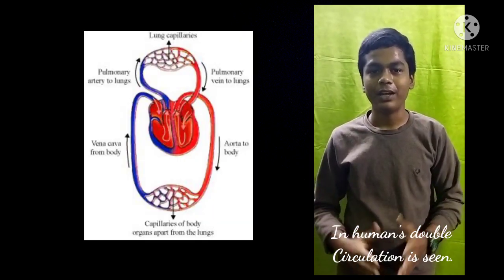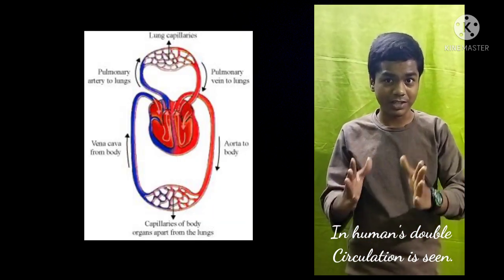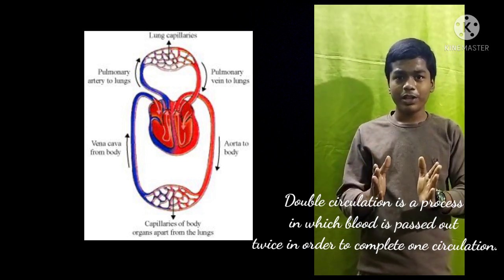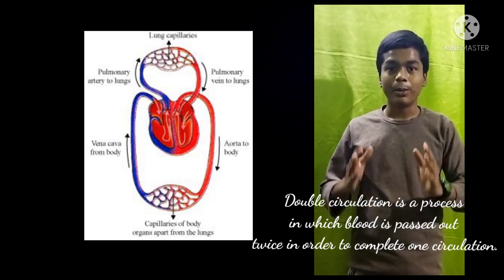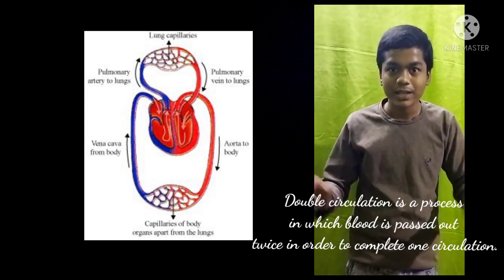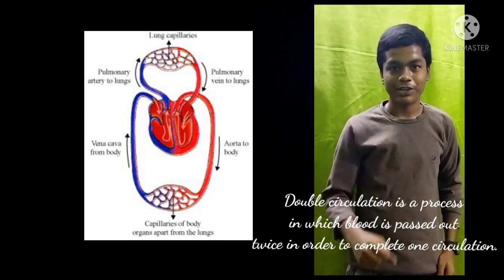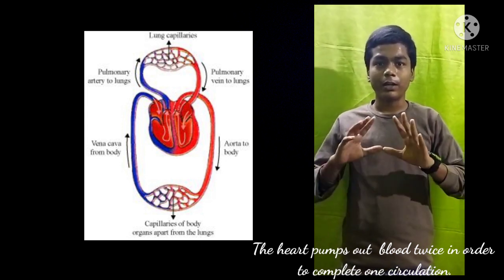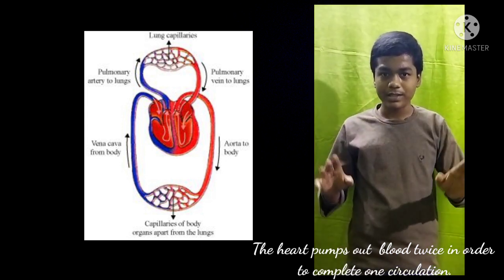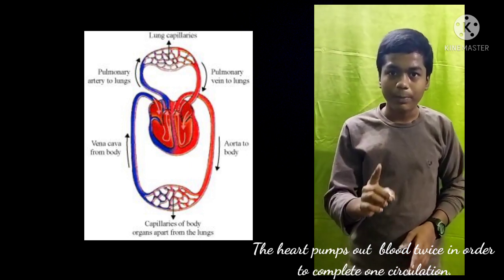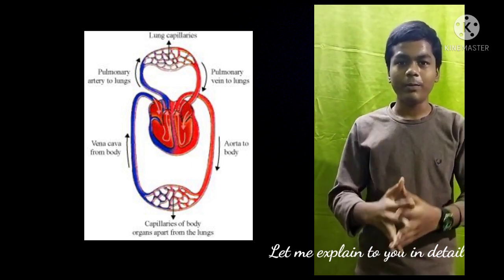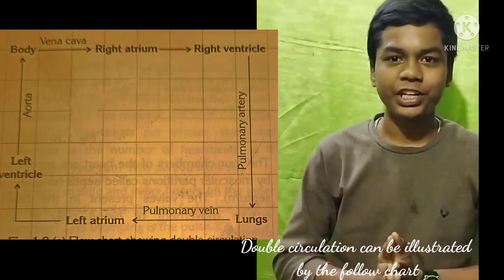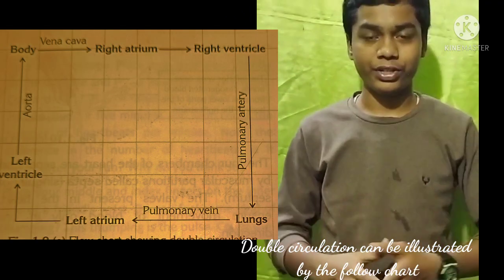Now, let us know about double circulation. In humans, double circulation is seen. Double circulation is a process in which the blood is passed out twice in order to complete one circulation. To say in simple words, the heart pumps out blood twice in order to complete one circulation. Let me explain to you in detail. Double circulation can be illustrated by the following chart.